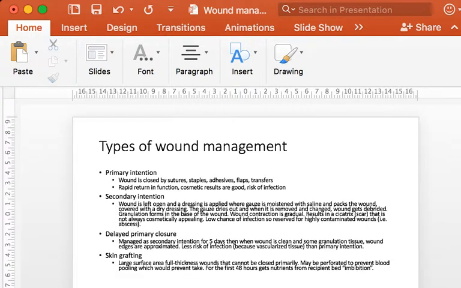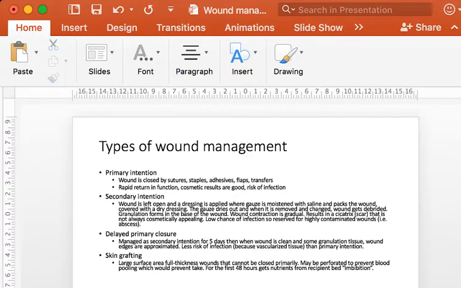There are 4 kinds of wound management. In primary intention, the wound is closed by sutures, staples, adhesives, flaps, or transfers. There is a rapid return in function. Cosmetic results are good, but there is a risk of infection.